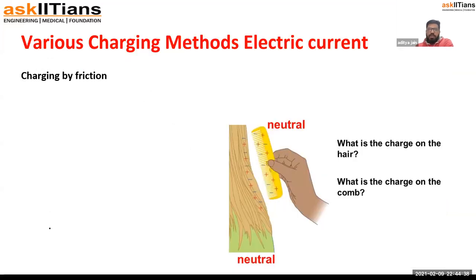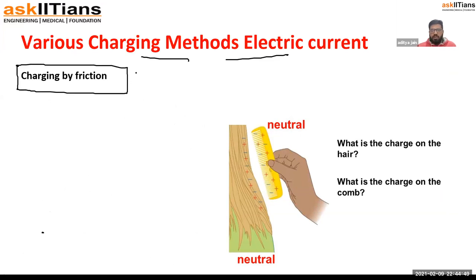Am I clear? Okay. Now we are observing various methods of charging. What are the various methods of charging available to us? So the first method, or the common method, is known as friction, or you can say rubbing. So what happens actually in rubbing? There are two bodies. Suppose this is body A and this is body B.